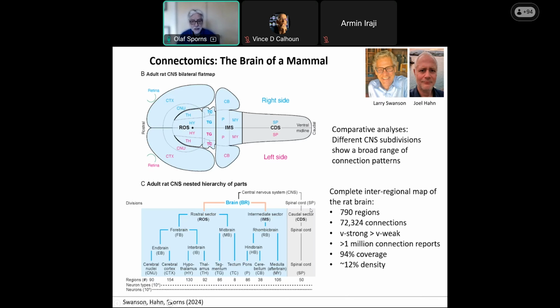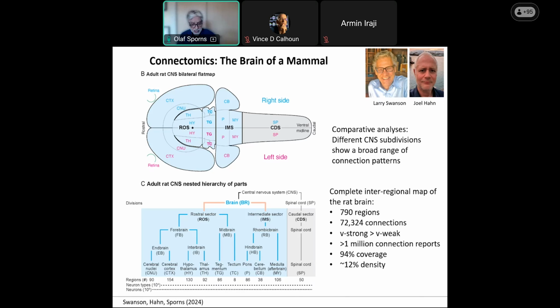From that, they build directed connection matrices of hundreds of regions, as you can see for the CNS, almost 800 regions and about 72,000 connections between them. And we then proceed forward with analyzing these connectome data sets with the tools of graph theory and network science, and have done so systematically, really, for all these different subdivisions that you see on this slide.